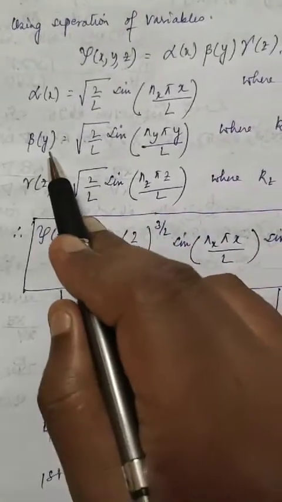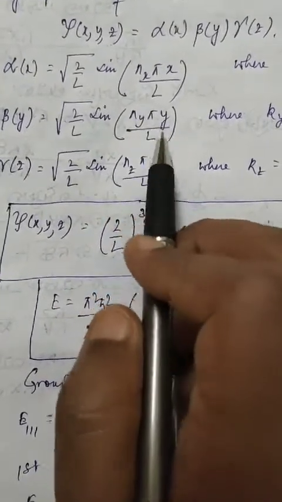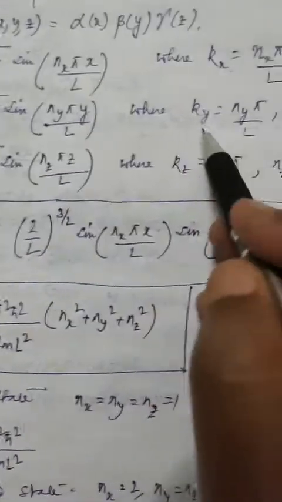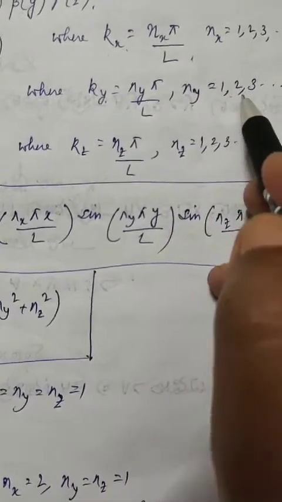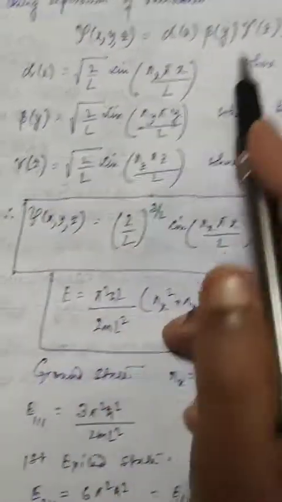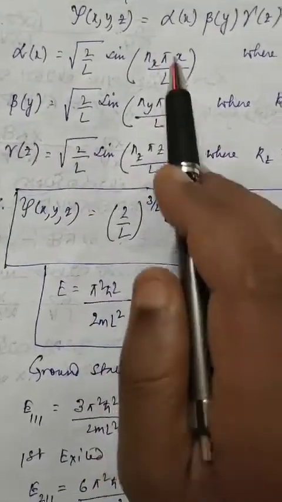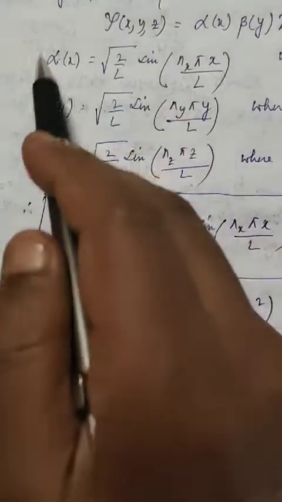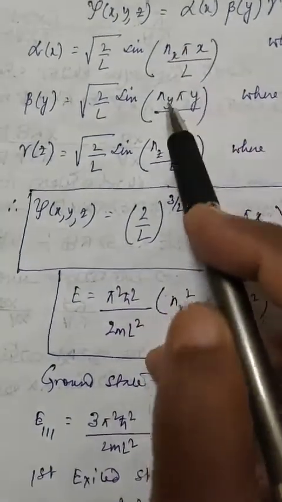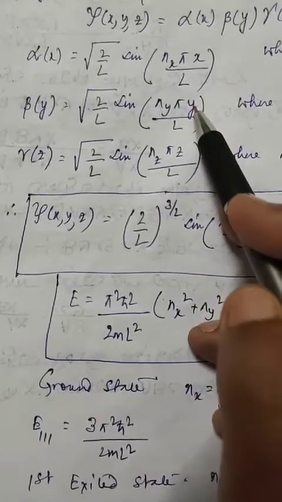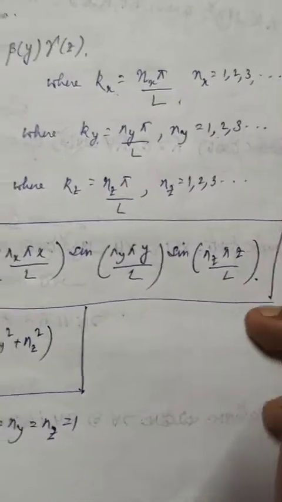Similarly, β, which is a function of y, again will show the same thing: root 2 by L sine of n_yπy by L. You can see again where k_y is n_yπ by L. Again, n_y is an integer which can take values 1, 2, 3, not 0. Again, γ(z) is root 2 by L sine of n_zπz by L. Remember, in the one-dimensional box we found ψ(x) equal to root 2 by L sine nπx by L. We have replaced n by nₓ, n_y and n_z, and instead of x in the y direction it would be y, and in the z direction it would be z, whereas nₓ, n_y and n_z are integers which can take values 1, 2, 3 and so on.